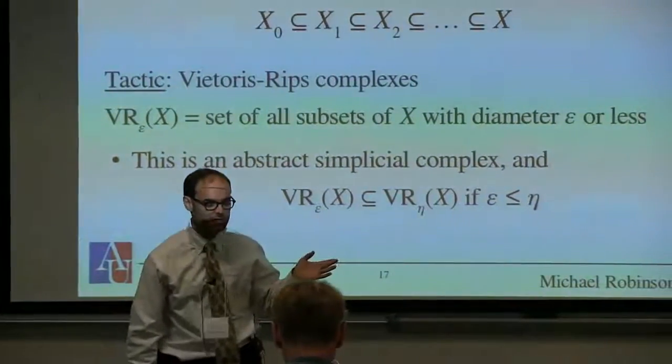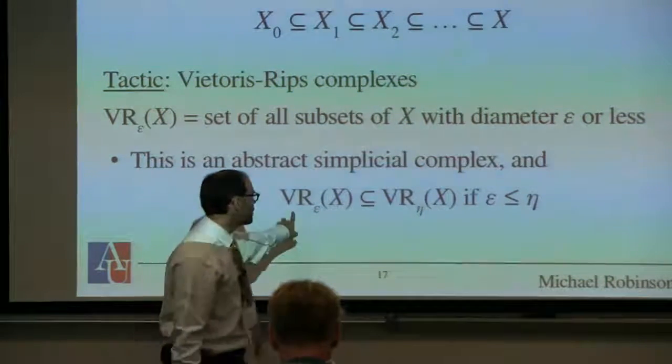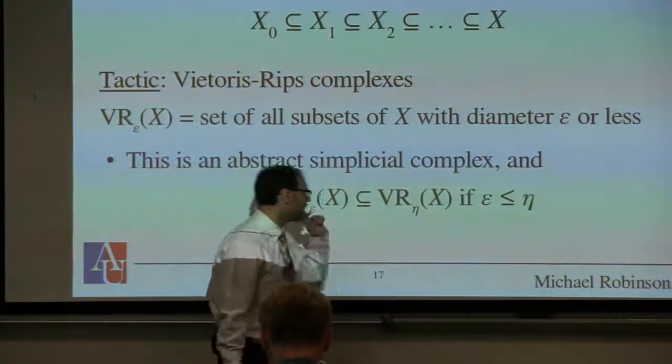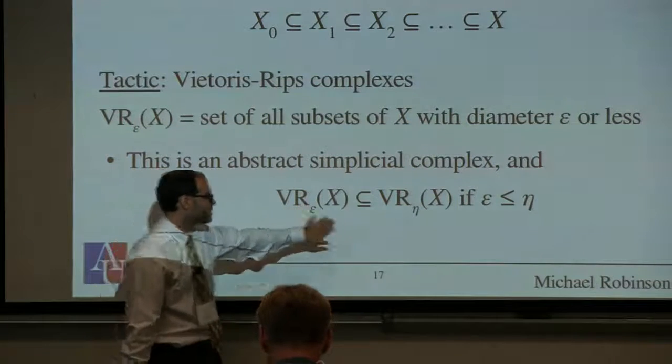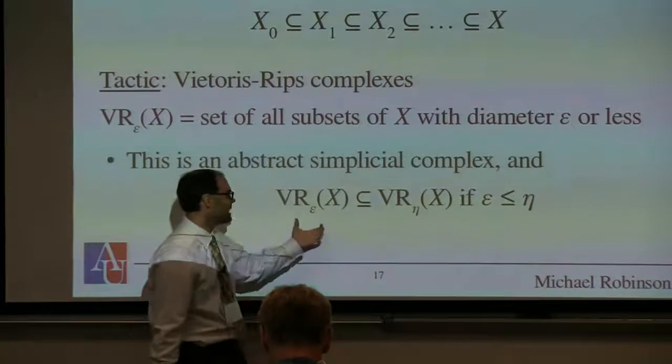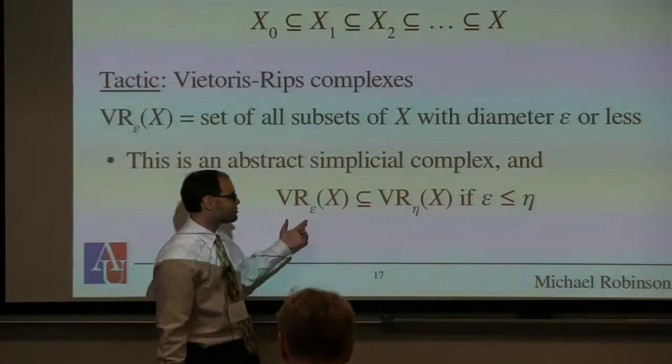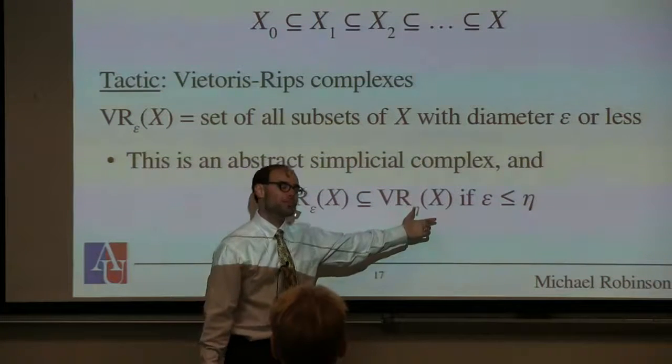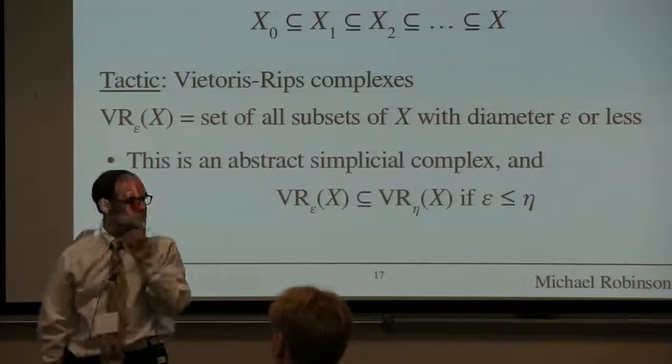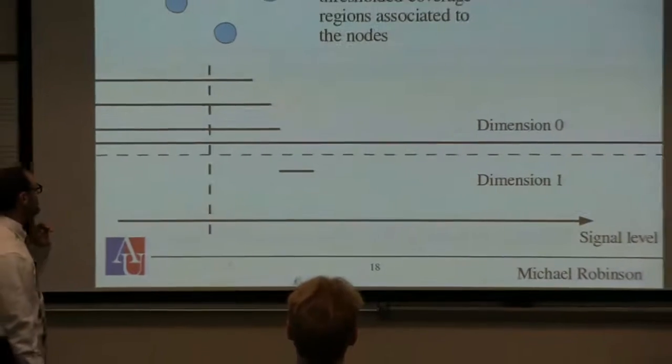The benefit of these inclusions of one Vietoris-Rips complex into the next is that I can write a map from this complex into that one by merely taking each simplex here and interpreting it as being over there. That's a map, and then homology is a functor. So you get the following kind of picture.